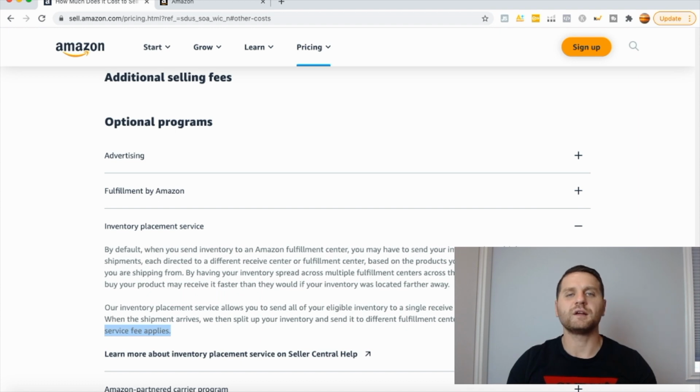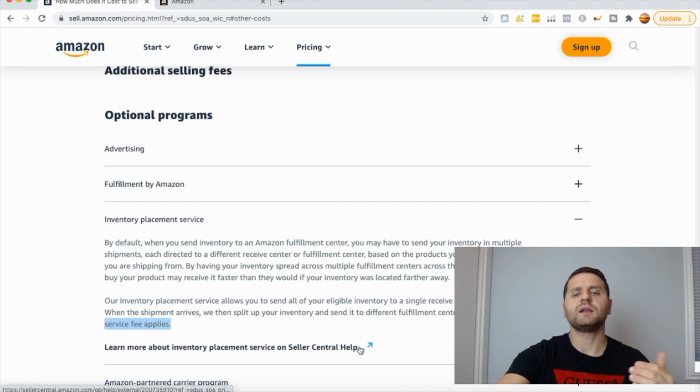For your first product, I do not recommend this, but when your product takes off and you ship in a lot of inventory, you can go ahead and turn on the inventory placement service if you want to avoid losing inventory to transfers to other warehouses. You can click on this link to take a look at the per unit service fees.